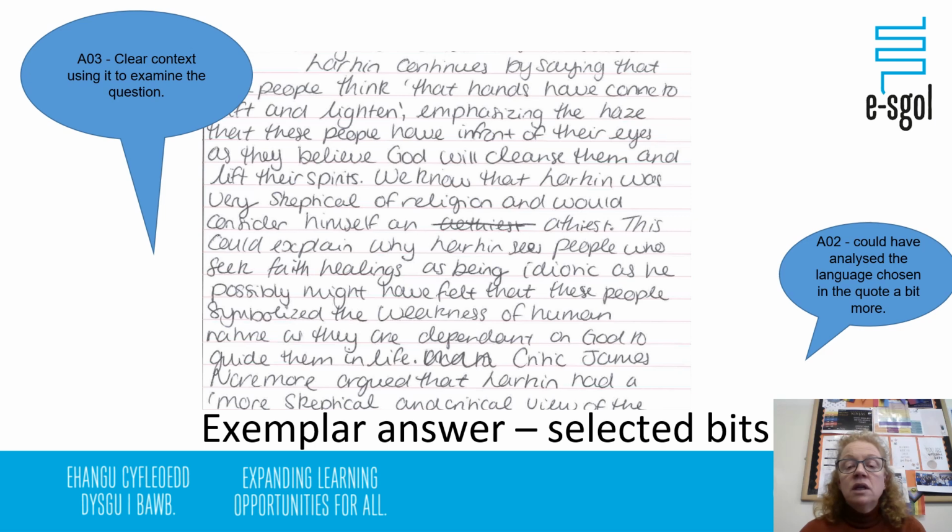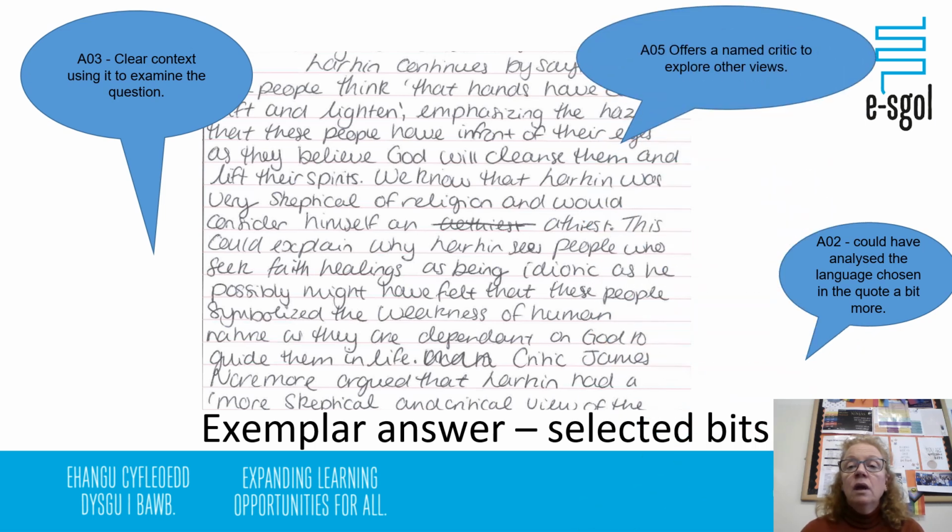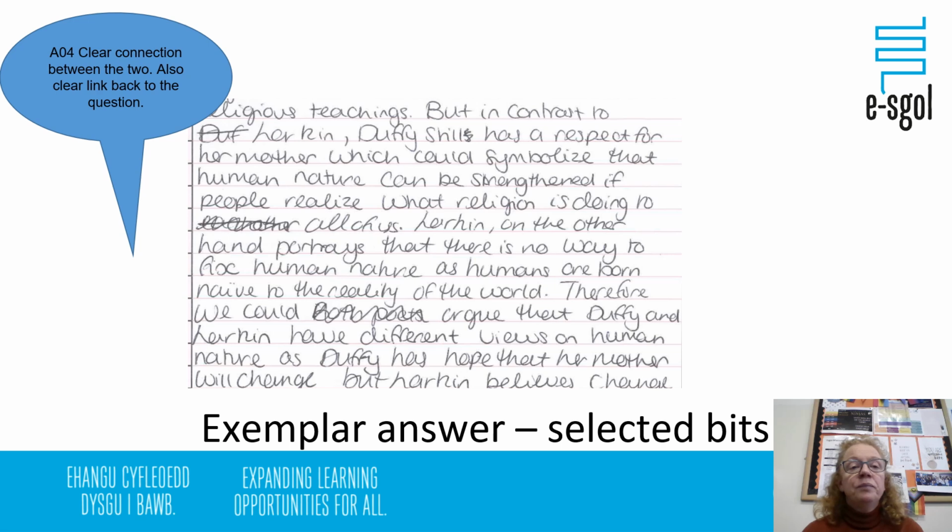You can also see they're using AO5 here. Critic James Naremore argued that Larkin had a more skeptical and critical view. So you've got a critical viewpoint coming in as well. What could they have done perhaps a little bit better? Maybe they could have analysed the language in the quote a little bit more, sort of shown the effect it would have had. But they do offer a named critic, and that's a good thing.